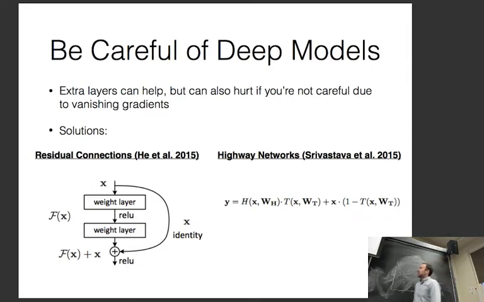There's also highway networks, which are very similar. They were proposed at a very similar time, but this is one where you have a gating function. So this T here is a gating function that decides whether to use the transformed input or the identity input. And both of these have been used successfully in NLP tasks.